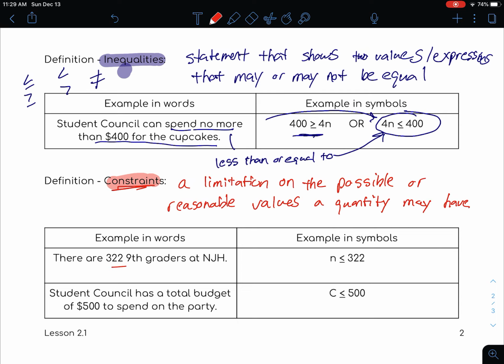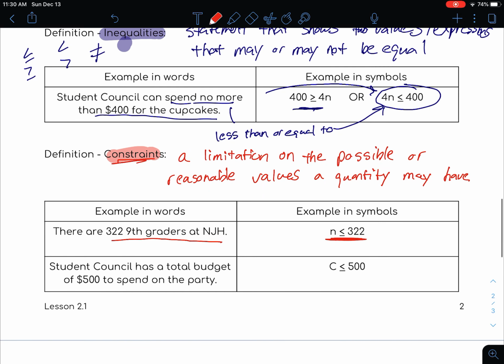Like, for example, there's not an infinite amount of ninth graders that are going to show up at the party, right? So let's say there's 322 ninth graders. So we know that however we do our estimates here, we're going to end up with n having to be less than or equal to 322 people. All right, you're not going to have 5,000 ninth graders show up and have to give them all cupcakes. We only have a certain amount of ninth graders. So that is a constraint within our problem that we know. It's a limitation of the amount of people.